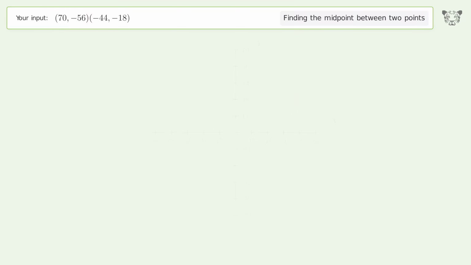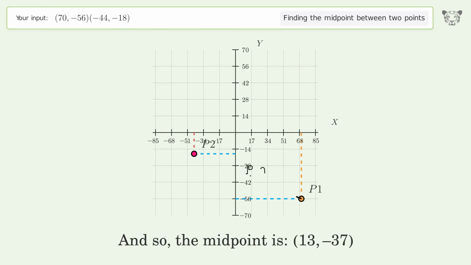And so, the midpoint is 13, negative 37.